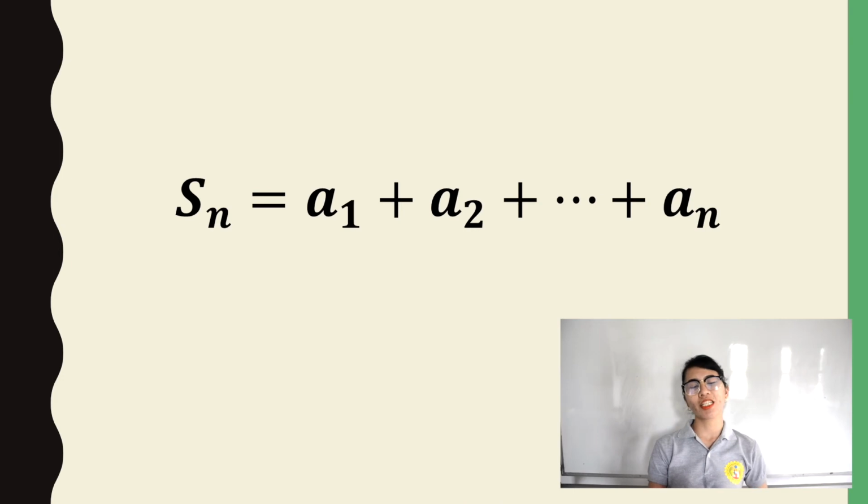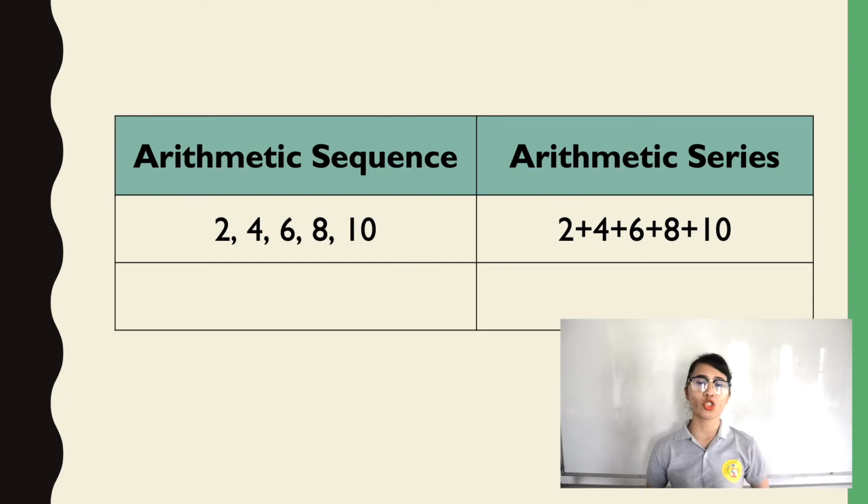In arithmetic series, we have the nth partial sum of a series. So it is the sum of the first n terms of the sequence. We express it as S sub n is equal to a sub 1 plus a sub 2 plus so on plus a sub n. So I have here a table showing the difference between arithmetic sequence and arithmetic series.